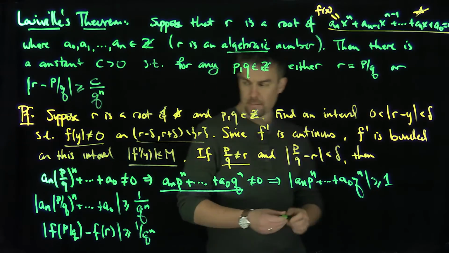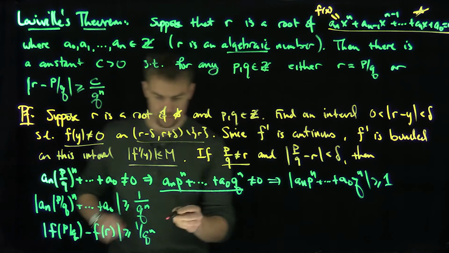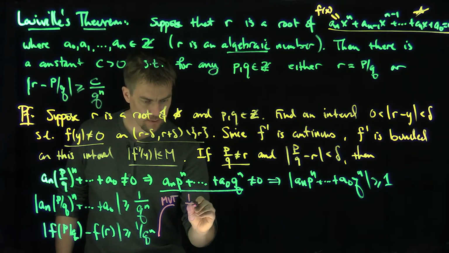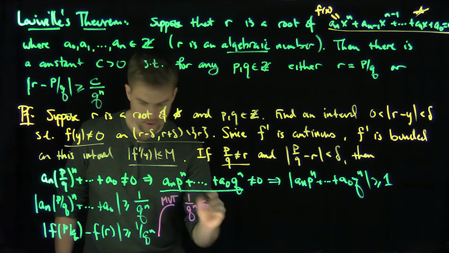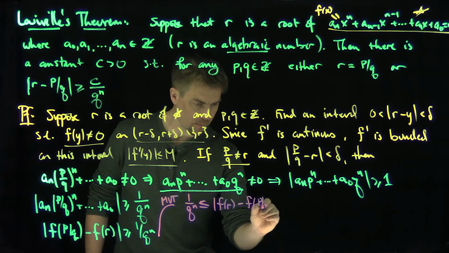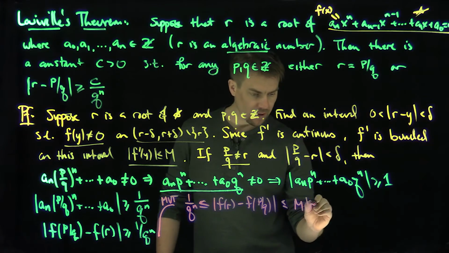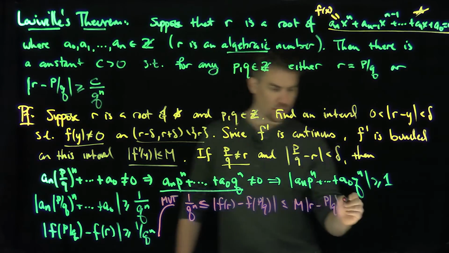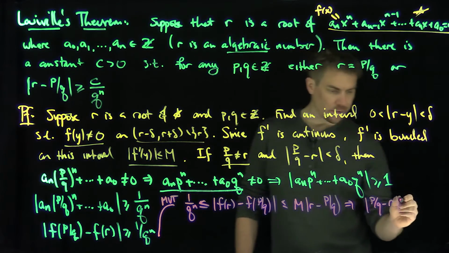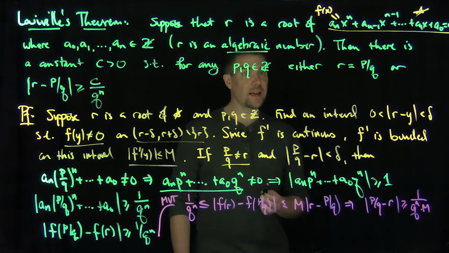Okay? Now, by the mean value theorem, this is no more than the largest the derivative can be. So by the mean value theorem, 1 over q to the n is less than or equal to |f(r) - f(p/q)|, which is less than or equal to M, the largest the derivative can be, times the difference of r and p over q. Okay? So in other words, |p/q - r| is bigger than or equal to 1 over q to the n times M. So that's the estimate I want.